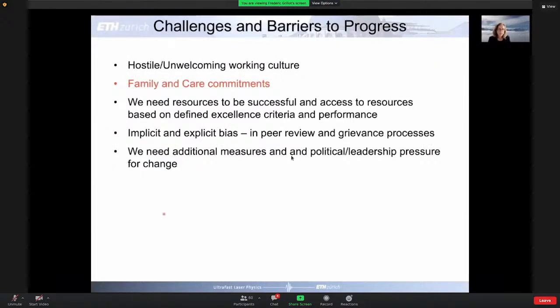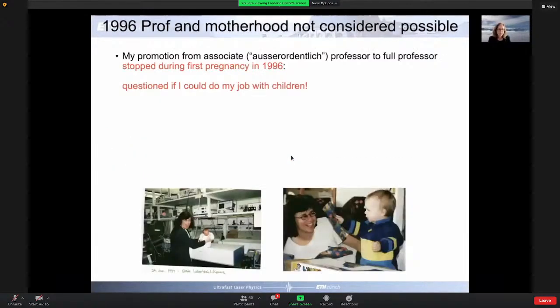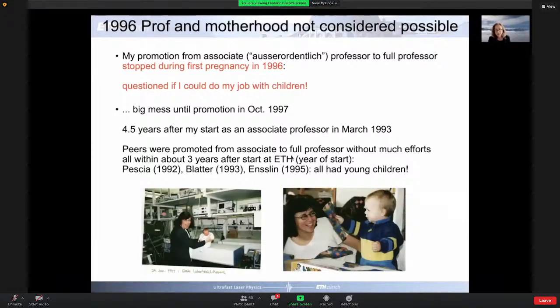So let me address the next point, family and care commitments. Let me first start with my case. When I got pregnant in 1996, my promotion from associate to full professor was interrupted. And I was questioned if I could do my job with children. It resulted in a big mess within the physics department. I got some help from some people and there was quite a dispute about this. But finally, after 4.5 years after my start as an associate professor, I was promoted to a full professor.